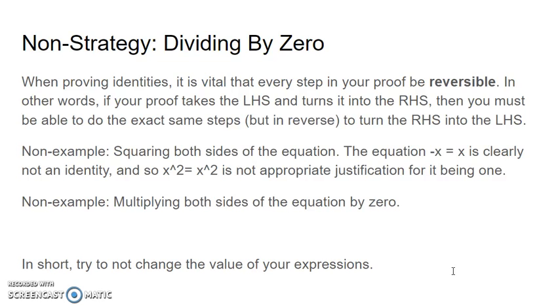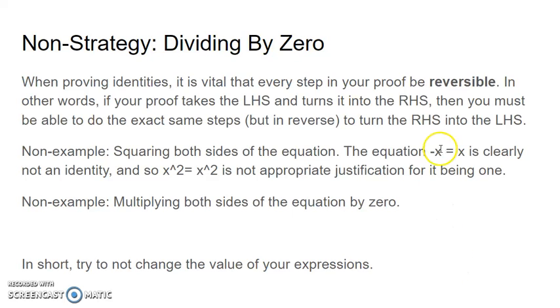If you are going to prove something is an identity, you need the steps you take to be truly reversible. For instance, let's say I take the left-hand side and turn it into the right-hand side, then I would need to be able to do those same steps in reverse to take the right-hand side and turn it into the left-hand side. So some things that you can't do would be squaring both sides of an equation.